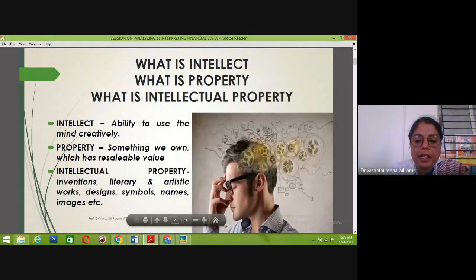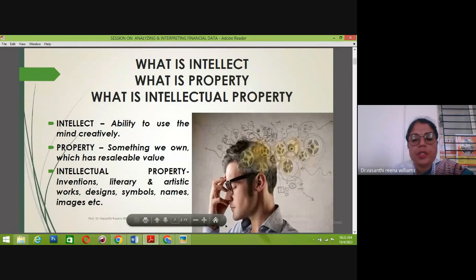So to protect this, there's an act, there's a law. And this law is what we call the intellectual property right. That is, you have a right over your ideas. So this is basically what intellectual property right means.